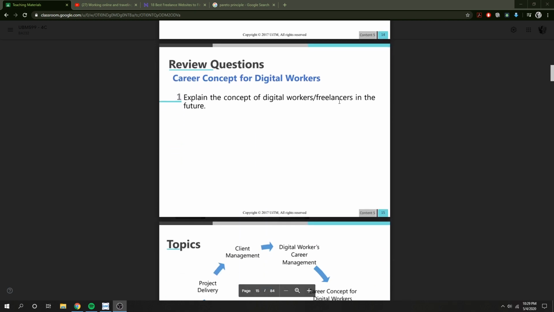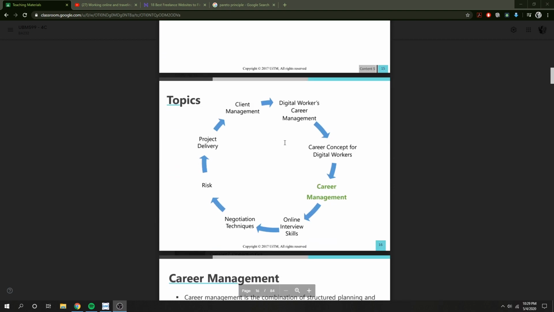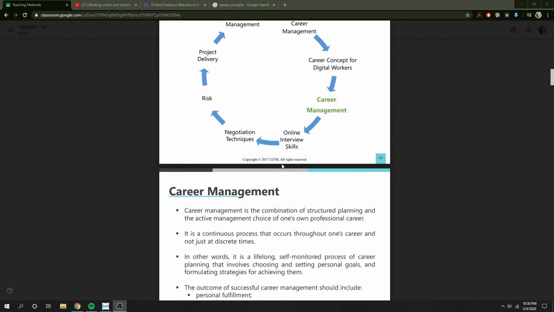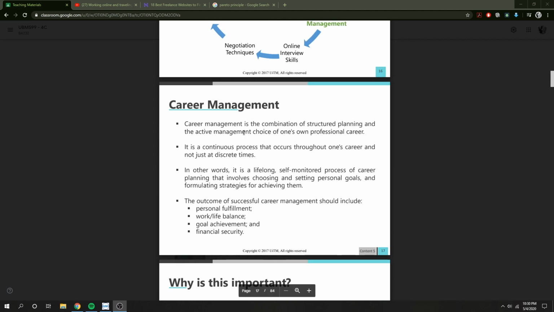Okay, explain the concept of digital worker freelancer in the future. Hopefully you can explain on this one, and we go to the last one. Okay, I like to emphasize on this one, career management. If you want to pursue this as freelancer ni as a full-time career lah, mana nak tahu kan.